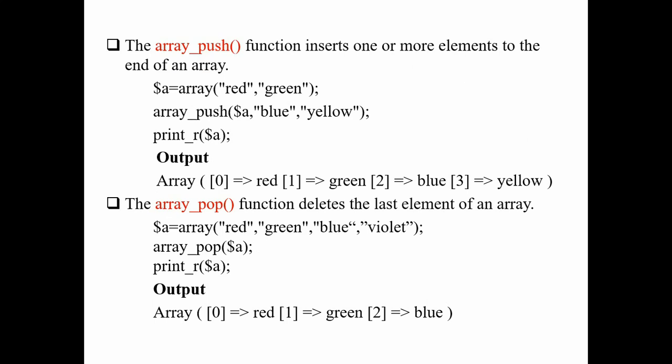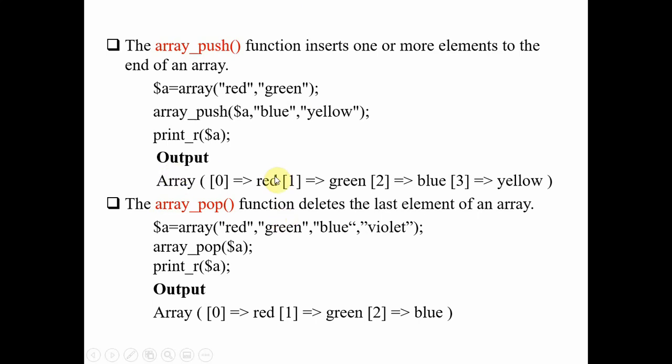Now we have two important functions, that is array push and array pop. Of course, the array push function is used to insert one or more elements to the end of an array. So it always happens at the end. That is the important case. Similarly we have the pop function. This function deletes the last element of an array.